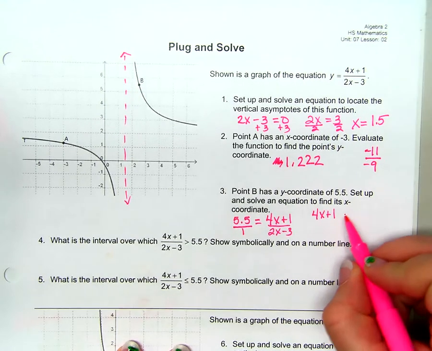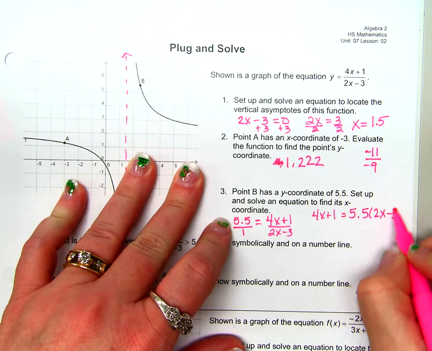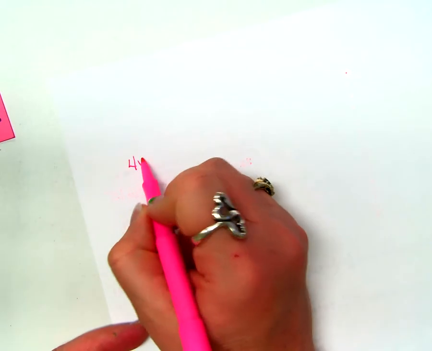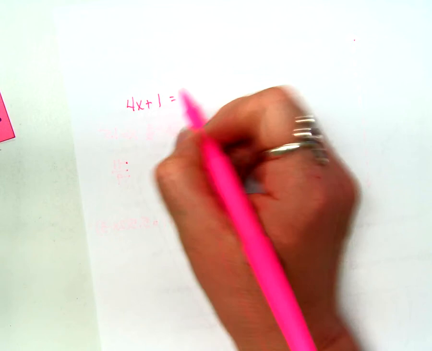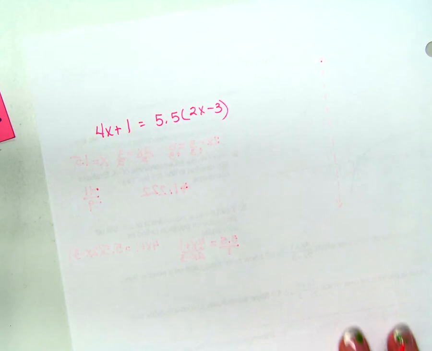Okay. Equals 5.5 times 2x minus 3. Okay. I'm going to go ahead and copy that on the back of this page so I can continue doing the math. 4x minus 1 plus 1 plus 1 equals 5.5 times 2x minus 3. Okay, how do we solve this?